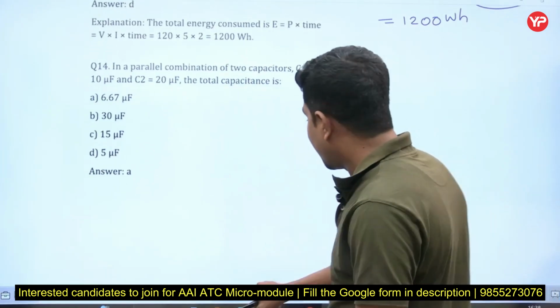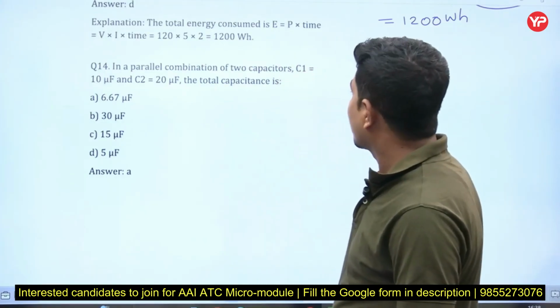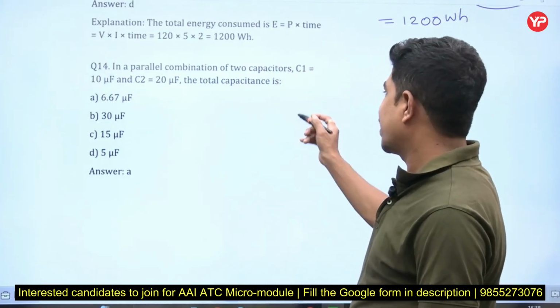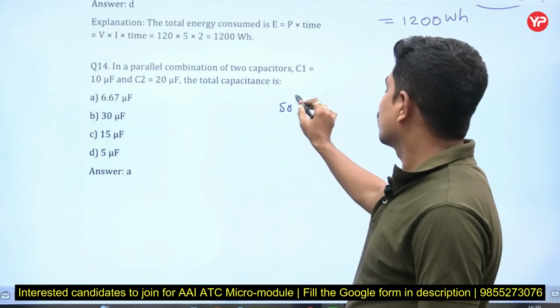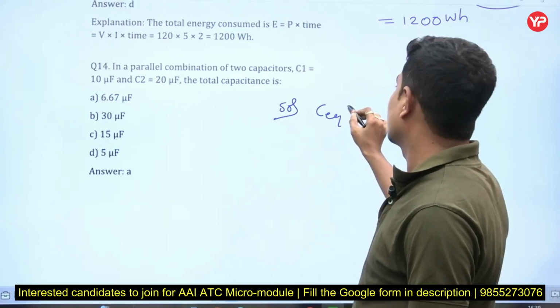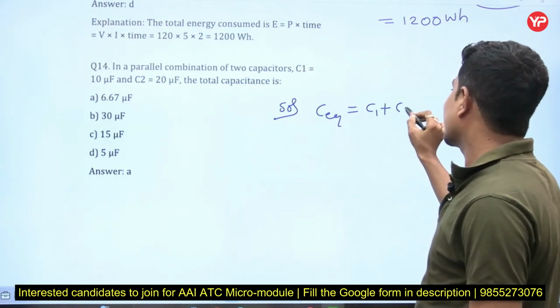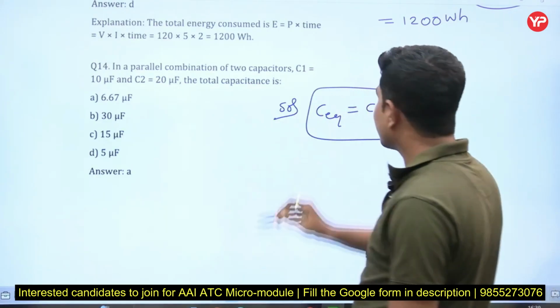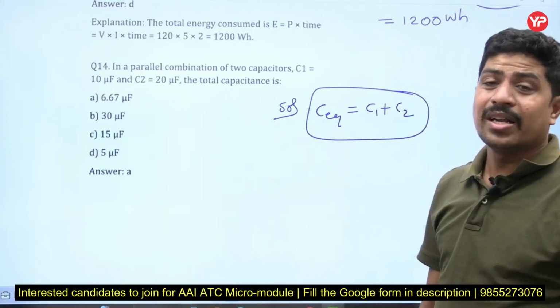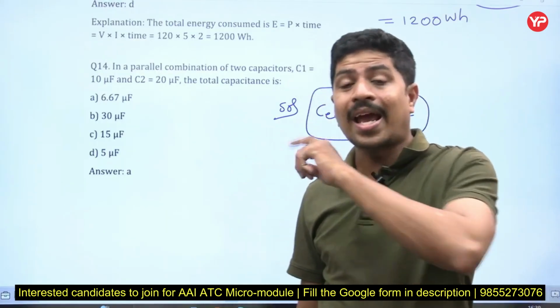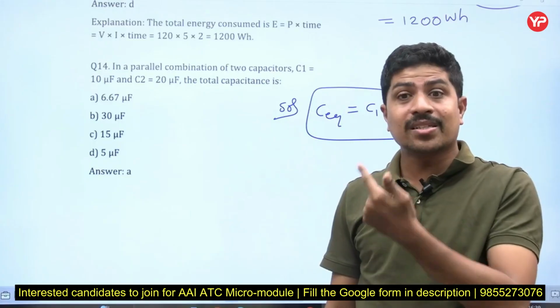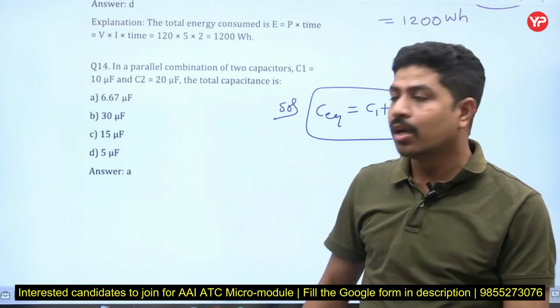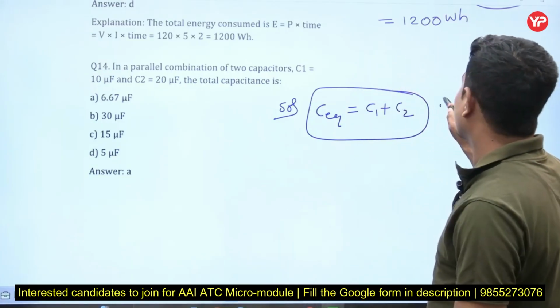In a parallel combination of two capacitors C1, C2, the total capacitance is... In the parallel combination of capacitances, C equivalent is equal to C1 plus C2. The formula is exactly reverse to the resistances. Resistances in series, you can add this way, R1 plus R2. Capacitances in parallel, directly we can add.